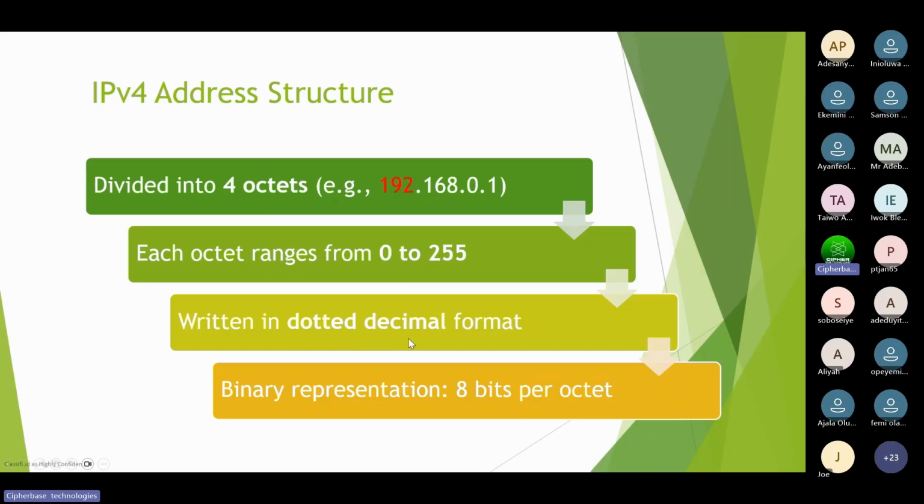Written in dotted decimal format. Of course, all this jargon that we have here is talking about 192.168.0.1. And here, binary representation, 8 bits per octet. That is, this one is telling you this 192 is 8 bits, and this 168 is another 8 bits. This 0 is 8 bits, and this one is 8 bits. Of course, we are going to understand everything as we proceed.